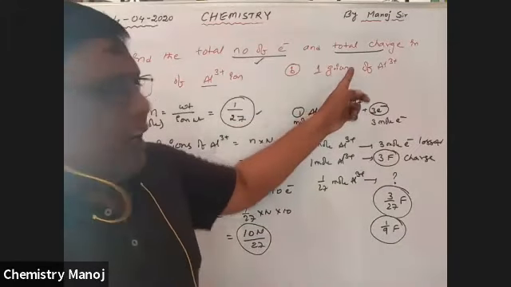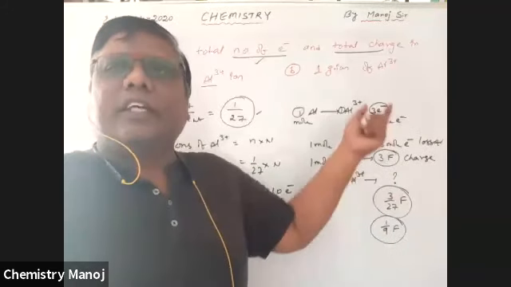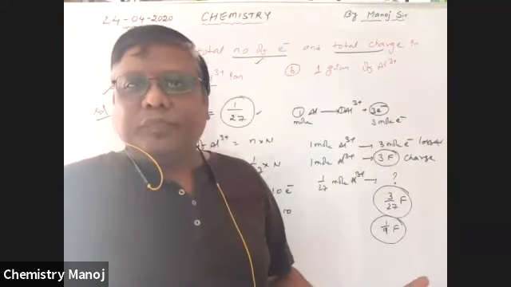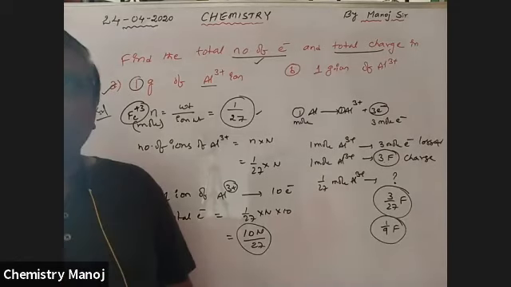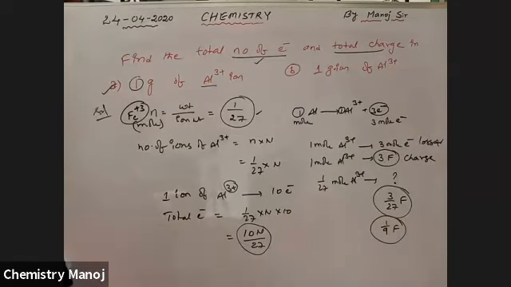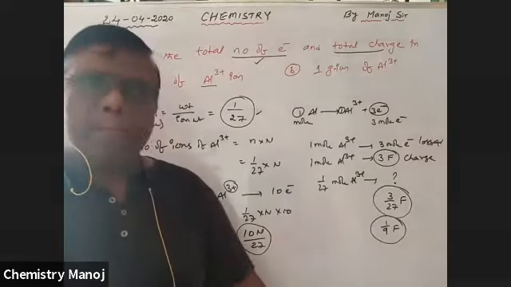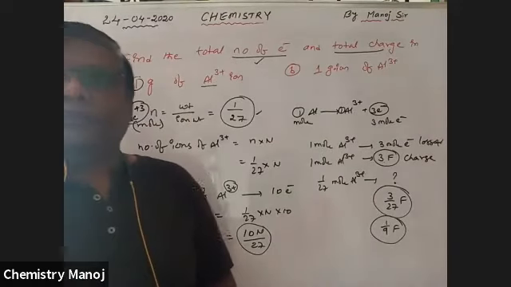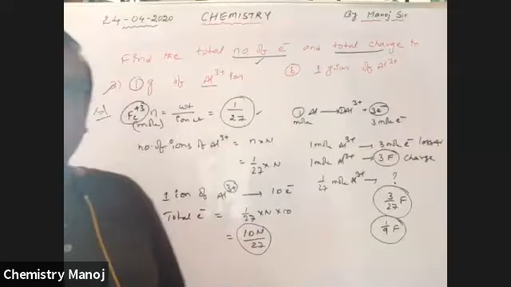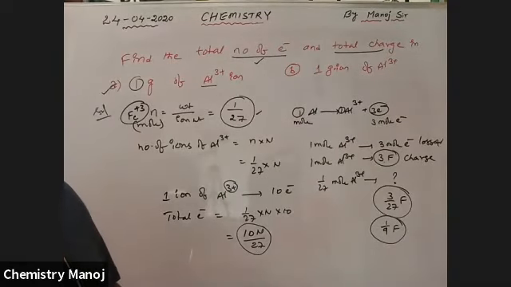It is a gram ion, just like gram atom, gram molecule. That's enough, all are the same. Solve that one. Express in terms of F: F, 2F, 1 by 2F, or something else.